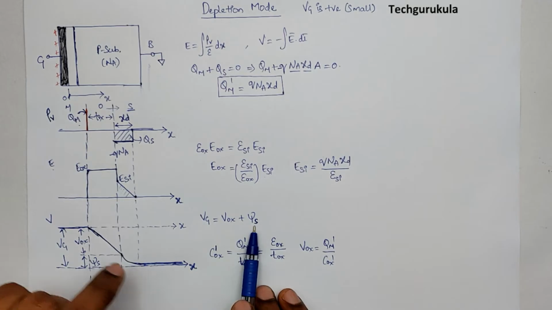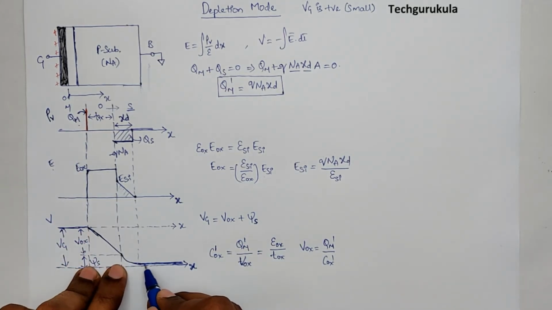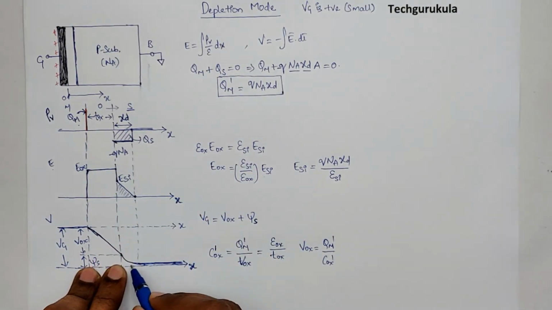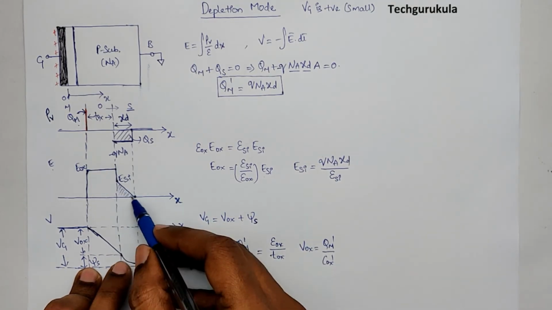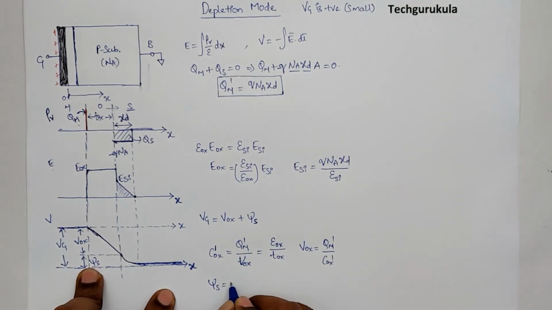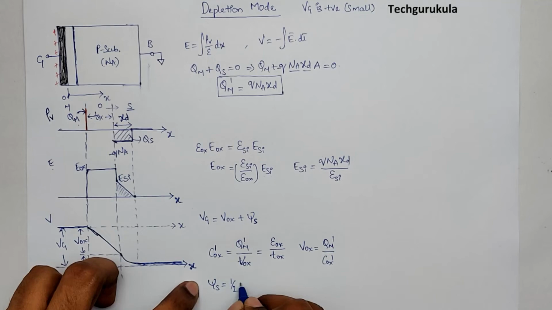So now let's find what is psi s. If you see here, psi s should be equal to the area of this triangle, because this is nothing but the integration of this, right? So I'm going to write here that psi s should be equal to half times base, which is xd, we have defined here, times height, which is ESI.